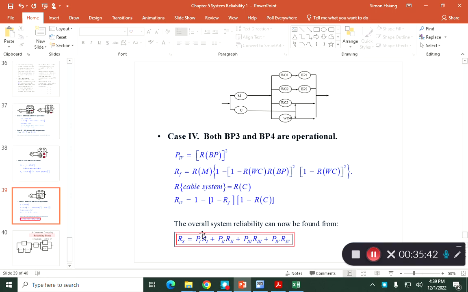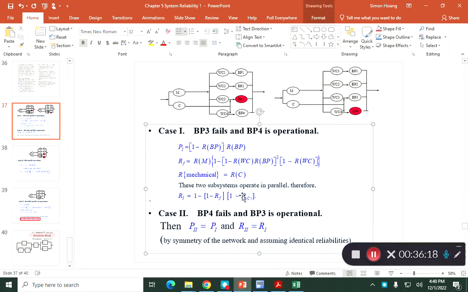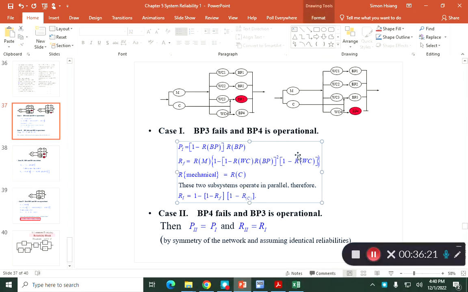Now I have P1, P2, P3, P4. 4 cases was the probability, and I need to find the reliability of each one of them. So for P1, is reliability of BP, but 1 working, and then the failure of the system become the RF times at least 1 working, and the 2 subsystems operate in parallel. So this is the reliability model for case 1.